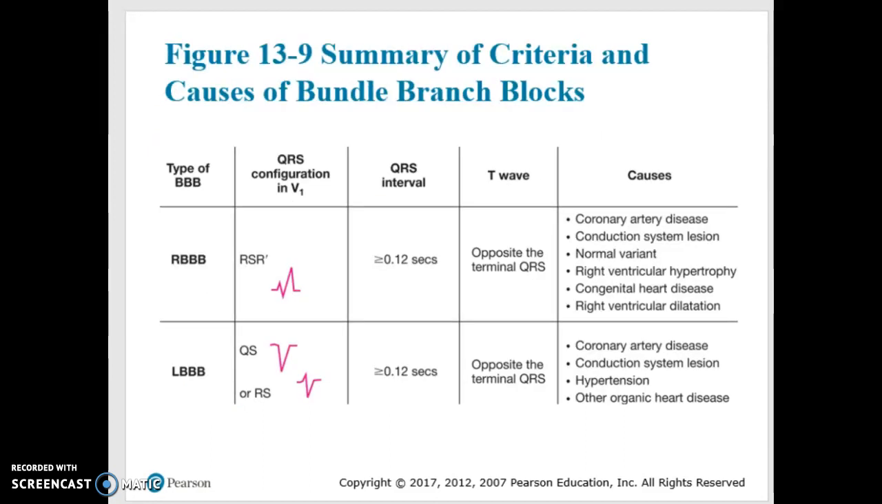Now, let's take a peek and look at the summary of criteria and causes of bundle branch blocks. I want you to look at the right bundle branch block, and you can see your RSR here. You've got your QRS, and then you have another R, and you see that you have a wide QRS interval, and the causes are coronary artery disease, conduction system lesions, normal variants, right ventricular hypertrophy, congenital heart disease, or right ventricular dilation.